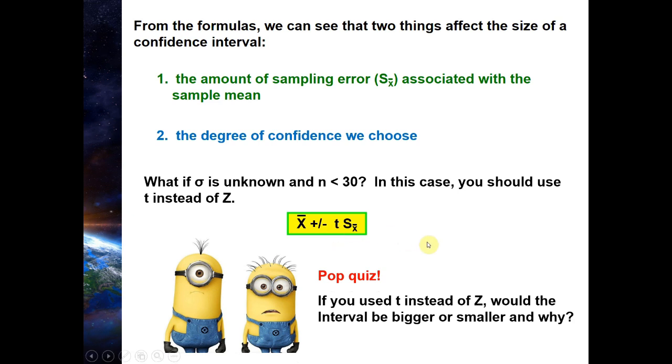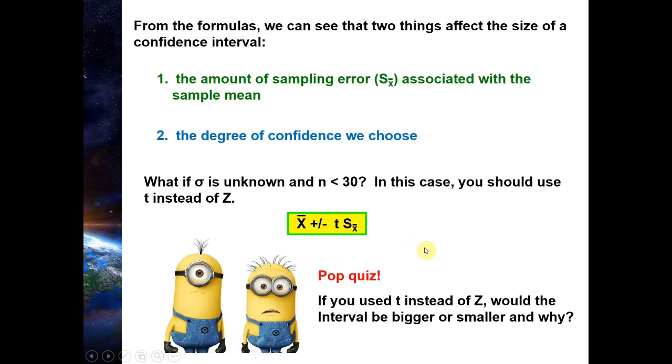Now, here's a pop quiz for you. All right. If you used T instead of Z, would the interval be bigger or smaller, and why? What do you think? What do you remember about T versus Z?